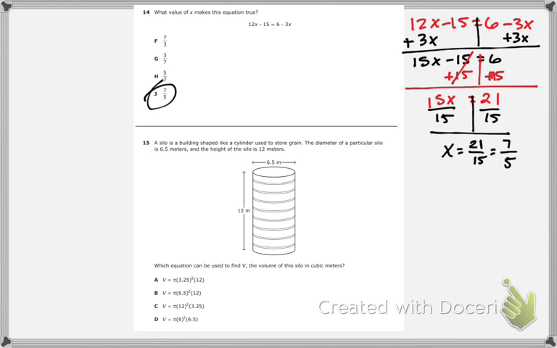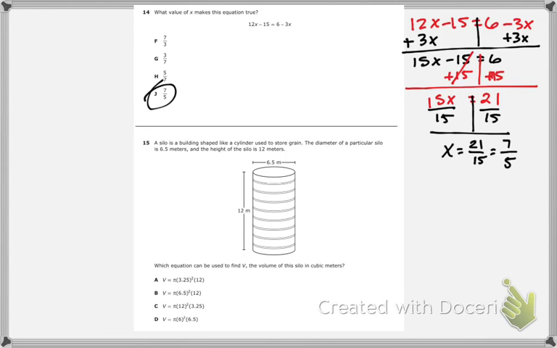And the last one, it says a silo, I think that's how you say that, is a building shaped like a cylinder used to store grain. The diameter of a particular silo is 6.5 meters, and the height is 12 meters. Okay, so both of them are in meters. I can check that. Which equation could be used to find V, the volume of the solid, in cubic meters?